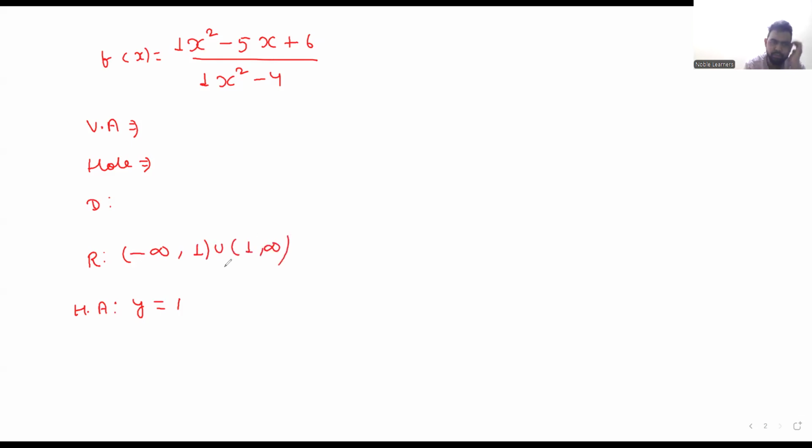Okay, now how to find the vertical asymptote and hole? We have to factor both the numerator and denominator, right? Yeah. So factor that up. How to factor x square minus 5x plus 6?